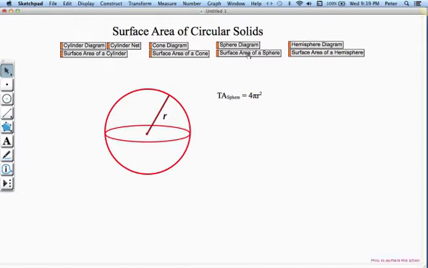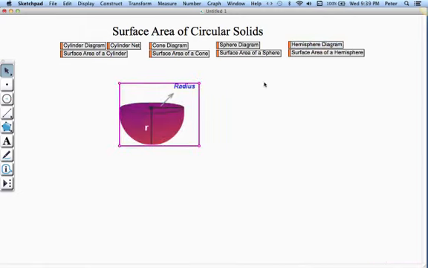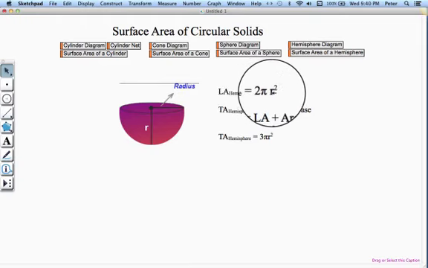All right, well then let's take a look at something closer related to a sphere, which is a hemisphere. A hemisphere is simply a sphere that's been cut in half, and when doing so, it created another plane. It created a base. So the surface area of a hemisphere is actually going to be made up of lateral area, which is 2 pi r squared. That's simply the surface area of a sphere cut in two.